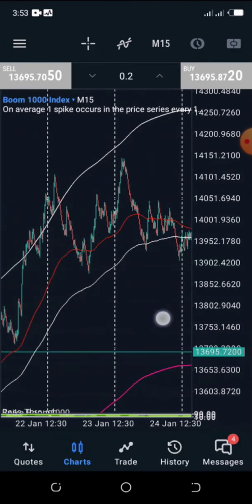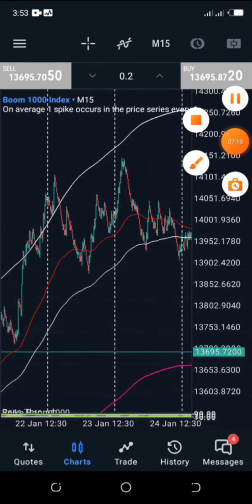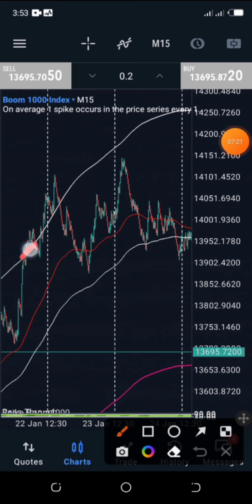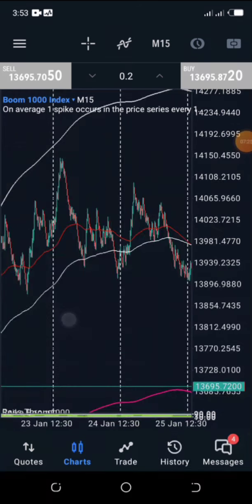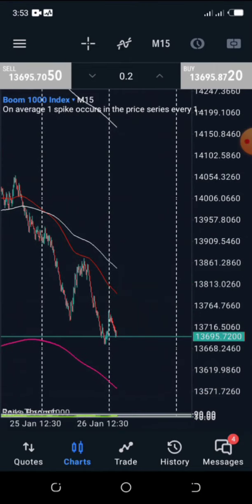All right, so very simple. Like I said, if it touches the white, eventually it's going to come to the downside. Eventually it's going to come to the downside. Do you see that? So that is it about the video.